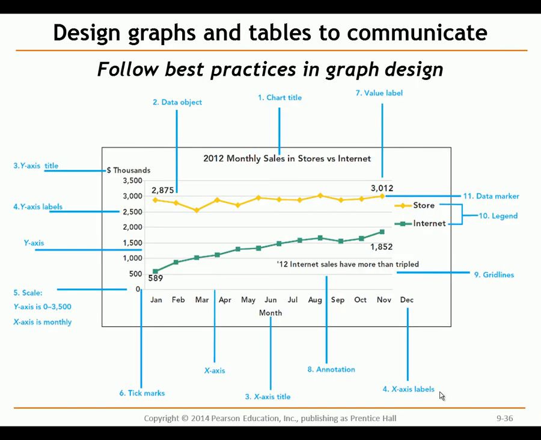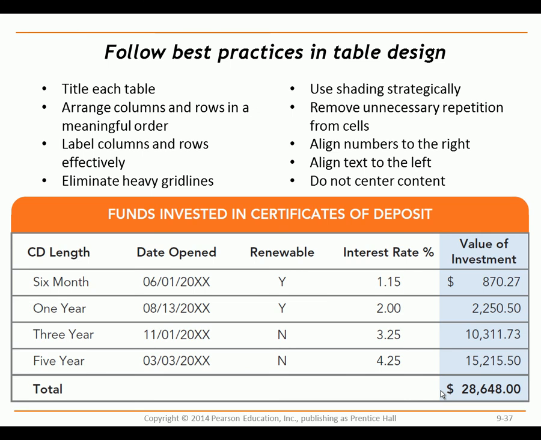Whether you're designing graphs or tables, follow the core principles of Edward Tufte, one of the most famous information designers in the world. Tufte recommended eliminating all distractions that do not help the audience understand the data. For example, this means eliminating or minimizing all unnecessary grid lines and borders for graphs. It means eliminating anything that exists only for decoration. Follow the best practices. There's a checklist for effective table design: titling the table, arranging the columns, labeling columns, eliminating heavy grid lines, using shading strategically, removing unnecessary repetition, aligning numbers to the right, aligning text to the left, and not centering content.